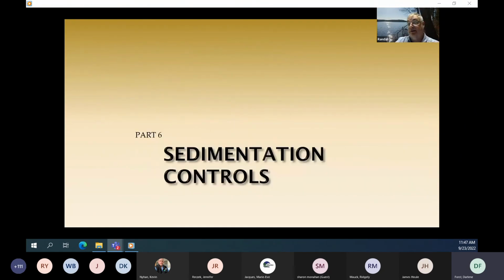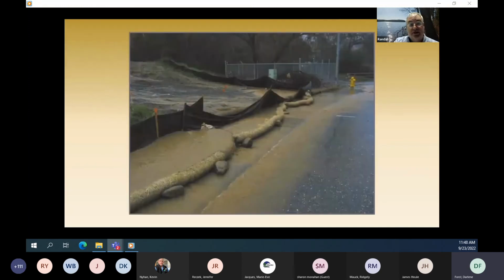I want to switch over to sediment controls. Sediment control is basically once that cloudy water starts moving down the hill, how we're going to trap it before it leaves the site, and what we're going to do to capture it. We can often tell when it's not working, if your measures are just not quite right.